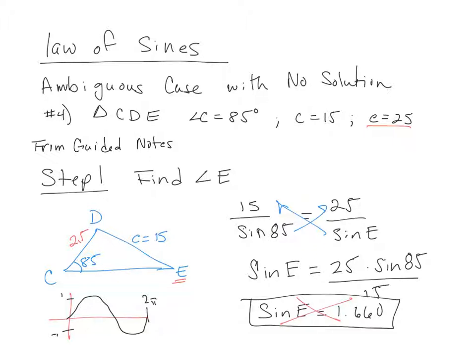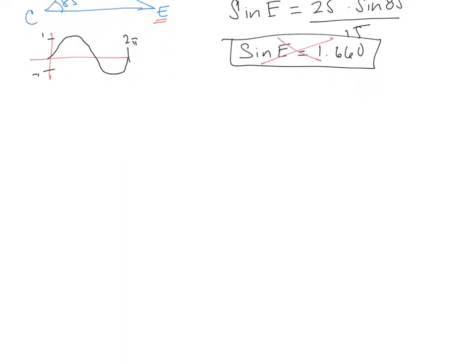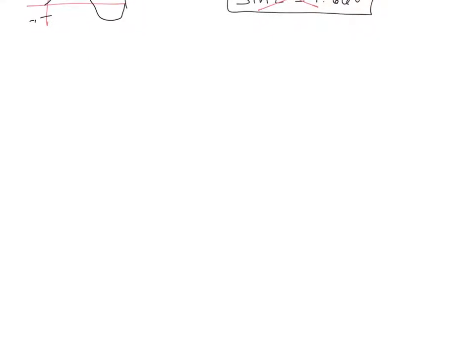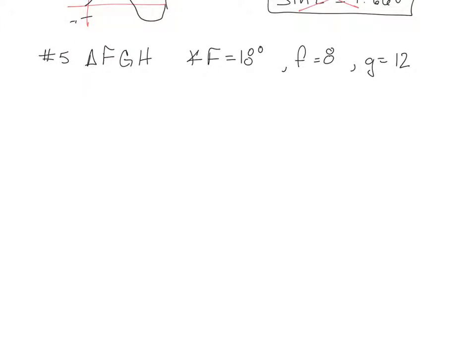All right, so let's go ahead and move on, and we're going to do another question from the guided notes. This time we're going to do question 5. So question 5 has angle F equal to 18 degrees. So I'm going to go ahead and draw this triangle in. Angle F is a small angle, only 18 degrees here. That's kind of a key that we are probably going to have 2 solutions with this triangle.